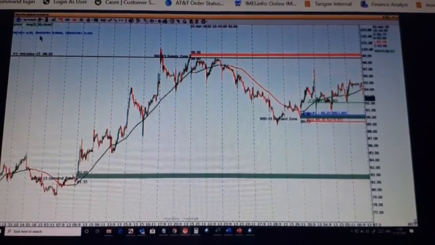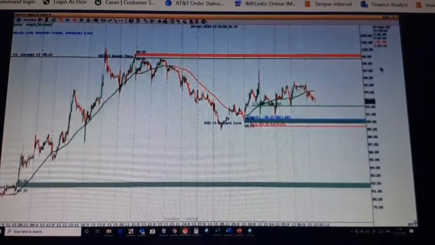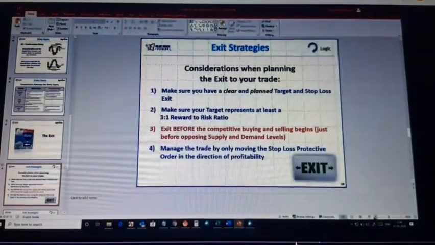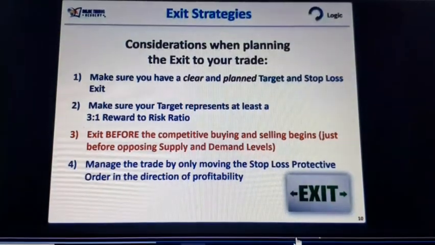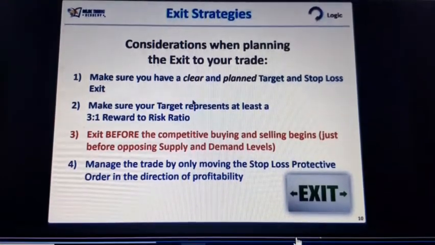This is just the default value 40, so that you can use it to your advantage, nothing else. So make sure you have a clear and planned target and stop loss exit. Make sure your target represents at least a 3:1 reward to risk ratio.